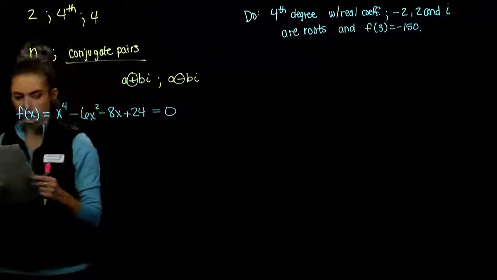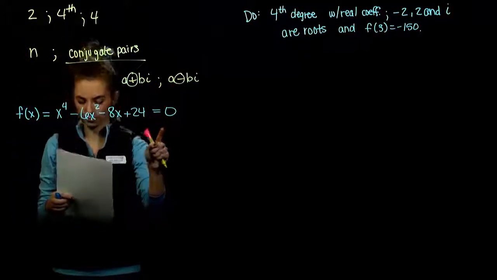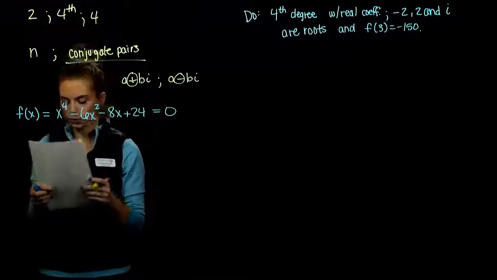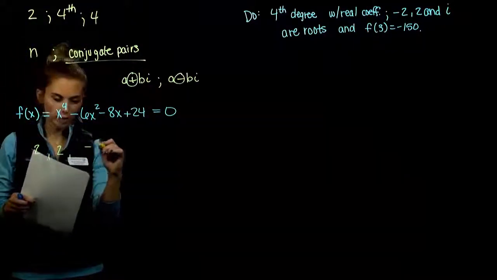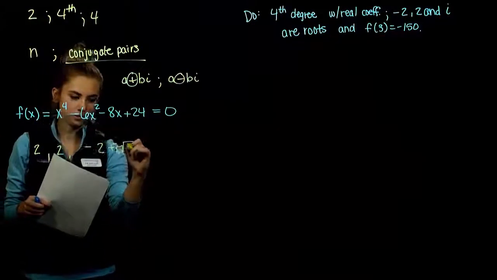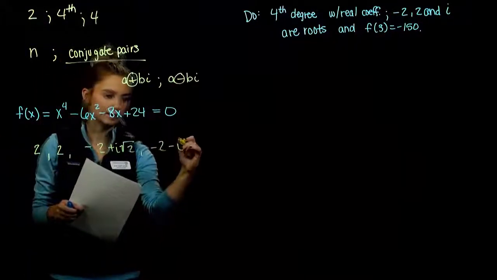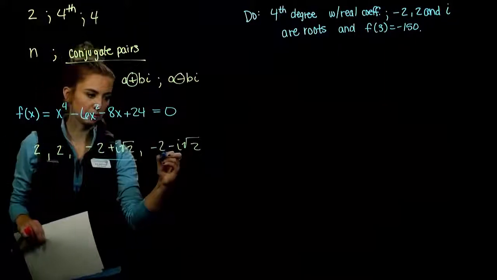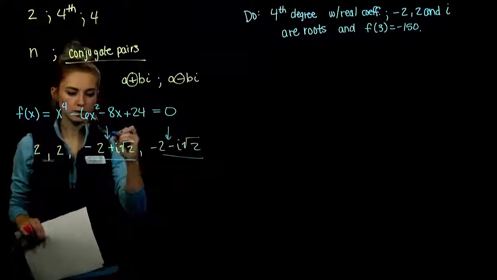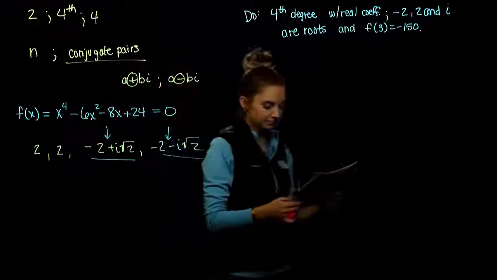So again, looking at this example that we just worked through, where were those four roots? We had one at 2, another one at 2, we had one at negative 2 plus i root 2, and negative 2 minus i root 2. So they did really show up in those conjugate pairs. I've got a negative option and a positive option.